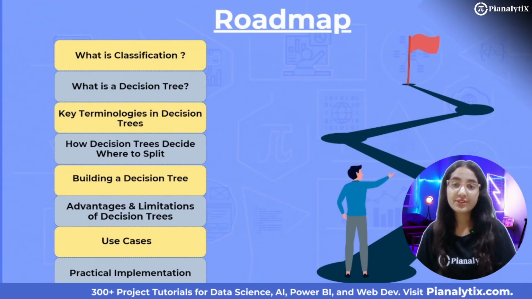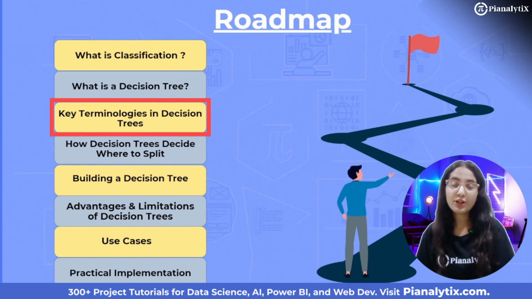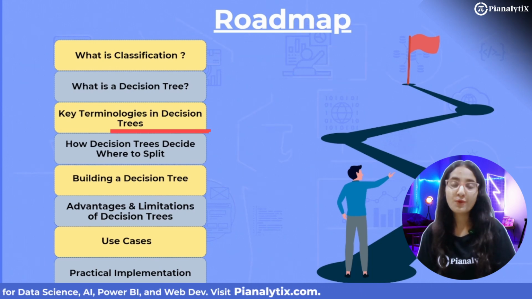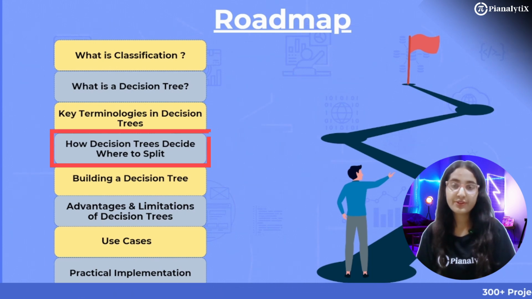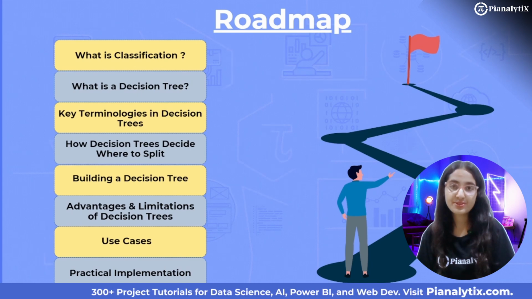Here's what we will cover in today's video. First, what is classification and types of classification? Second, what is a decision tree? Third, key terminologies in decision tree. Terms like leaf node, root node, splitting, pruning, parent node, child node, branch, and more. Fourth, how decision tree decide where to split. Here, we will learn about entropy, Gini impurity, information gain, and how these metrics help make decisions.